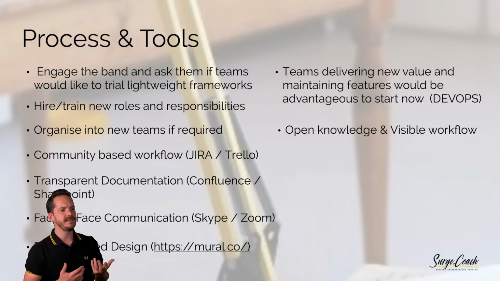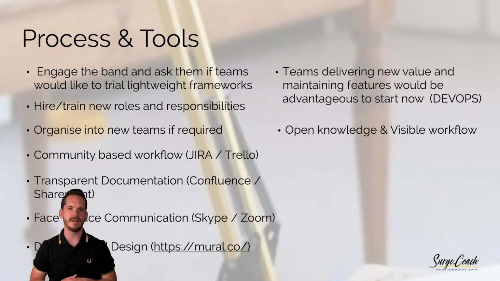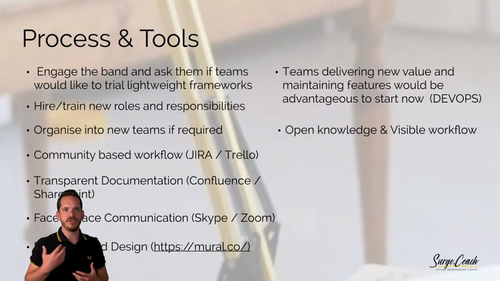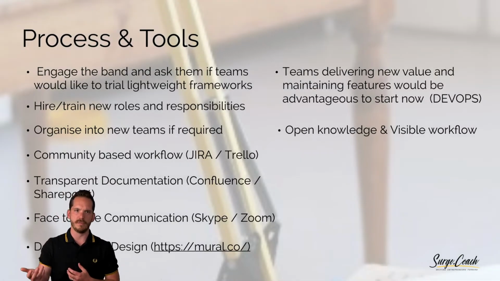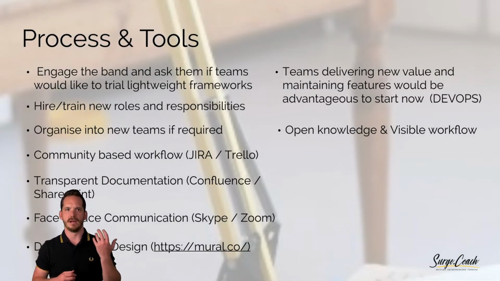Processes and tools, it's up to you. But you could engage the band and ask them what they want to trial. Do they want lightweight frameworks? Hire and train new roles and responsibilities if it makes sense. Organize into teams. Again, five-person teams would be best. Find the right teams. I prefer people to choose their own teams, but it may not be practical or they may not be ready. If you're in an amber organization, definitely choose teams yourself. If you're in an orange organization, trial team self-selection.